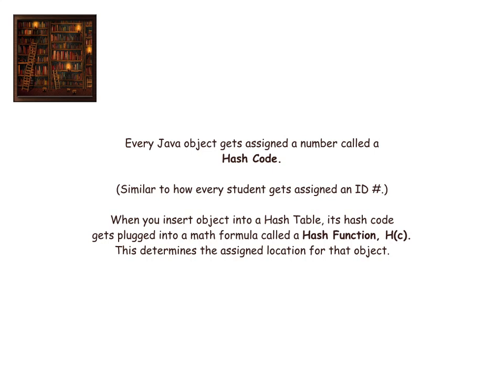Each Java object you create in a program gets assigned a number called a hash code, similar to how each student who enters the district gets assigned an ID number. Whenever you insert an object into a hash table, its hash code value gets plugged into a math formula called the hash function. This determines the assigned location for that specific object.